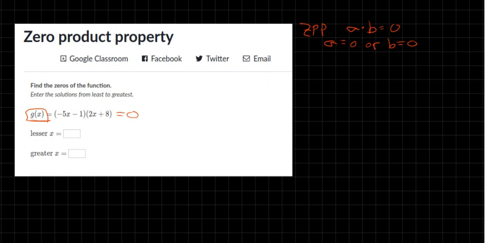Alright, so we know that negative 5x minus 1 equals 0 or 2x plus 8 equals 0. So either negative 5x equals 1 and x equals negative 1/5, or 2x is equal to negative 8 and x is equal to negative 4. Our lesser one is negative 4, it's the smaller number, and our greater number is negative 1/5. So that's how we do our zero product property practice for this evening.